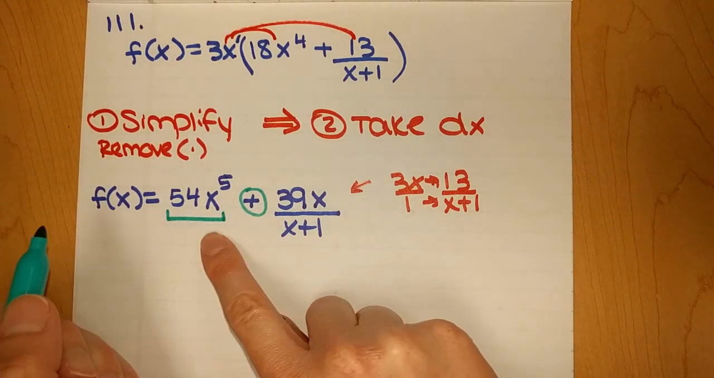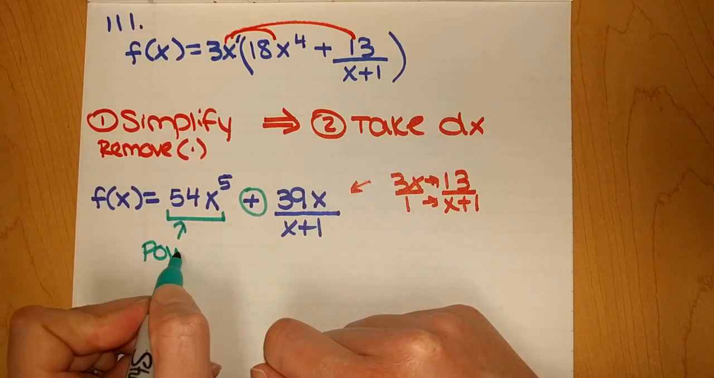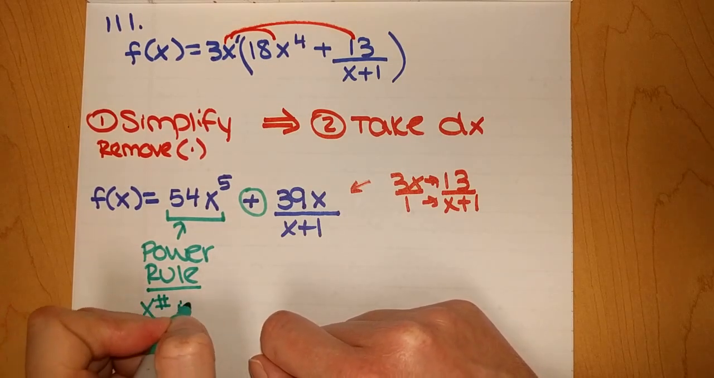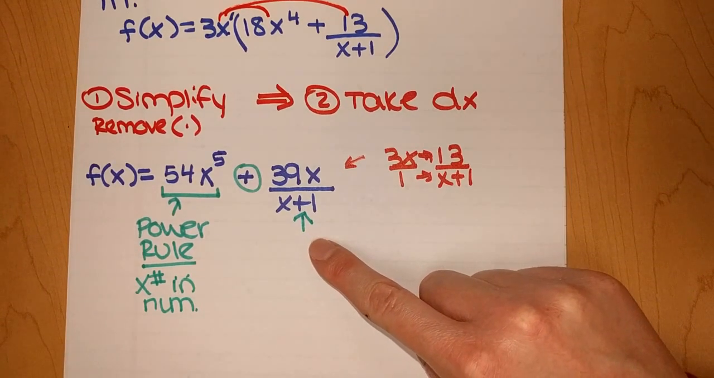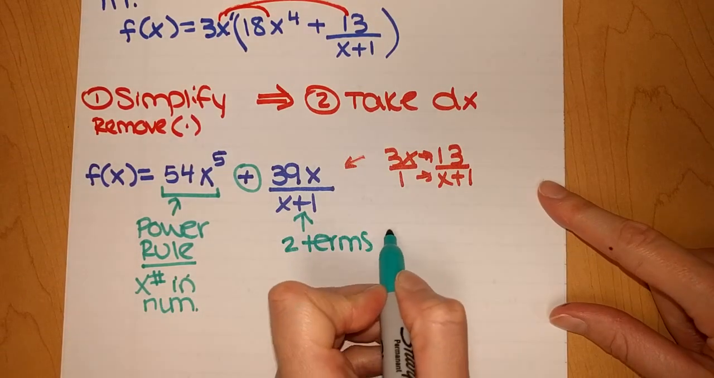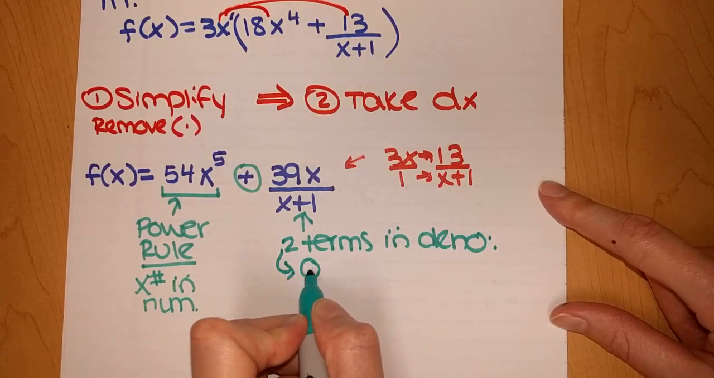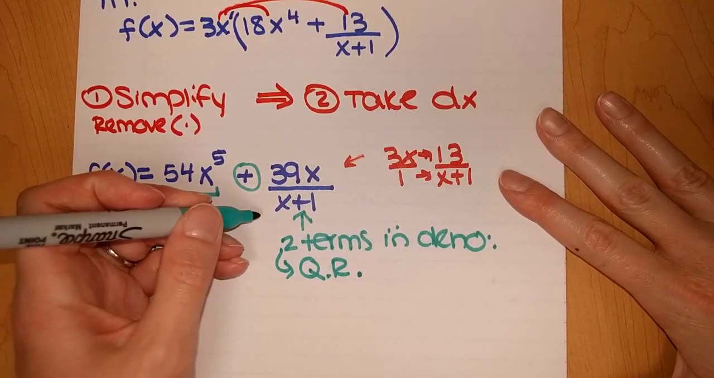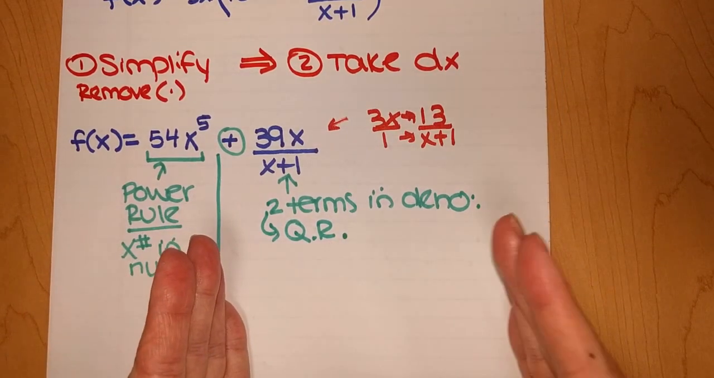If you look at this first term, I can take the derivative of that by using the power rule. That's going to be a very straightforward power rule because we have x to a number in the numerator. Now, the second term is not going to be as straightforward, because you have two terms in the denominator. And anytime you have two terms in the denominator, that tells us that we need to use the quotient rule. So we're going to go off to the side here and talk about what that quotient rule would look like for the second term.